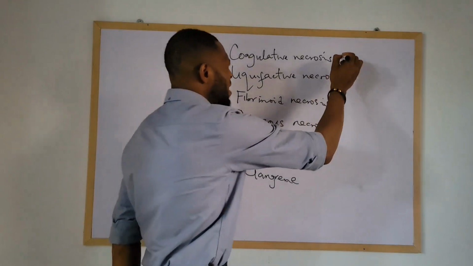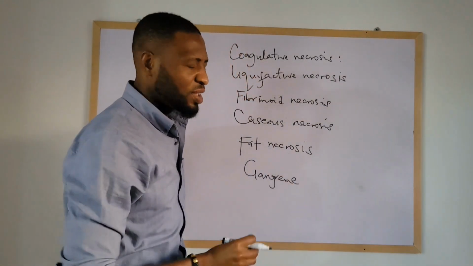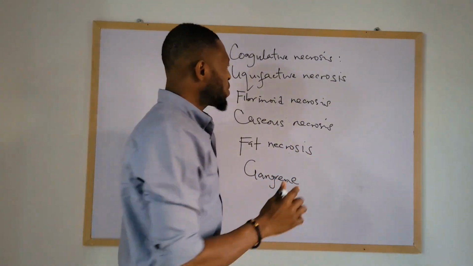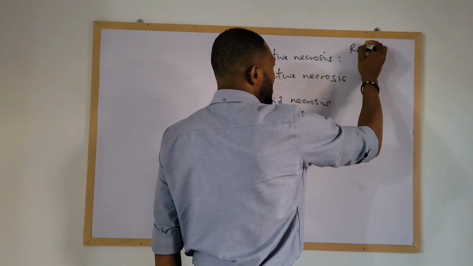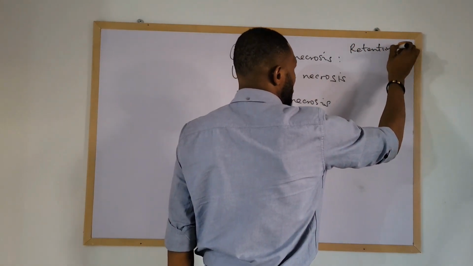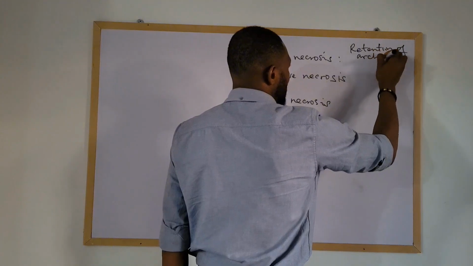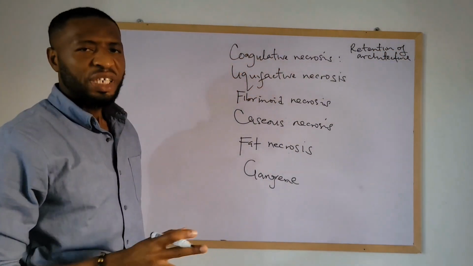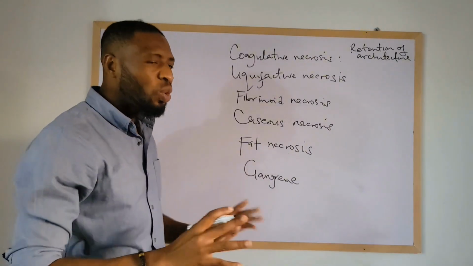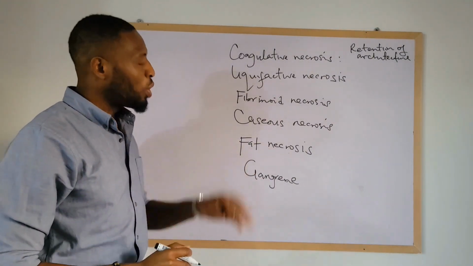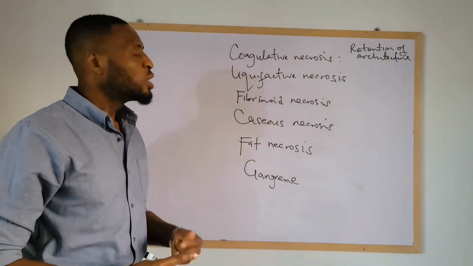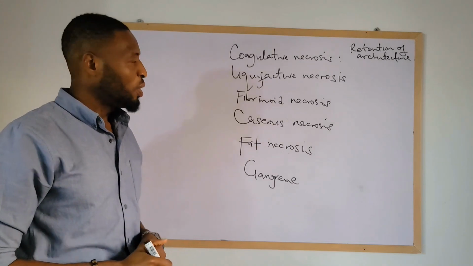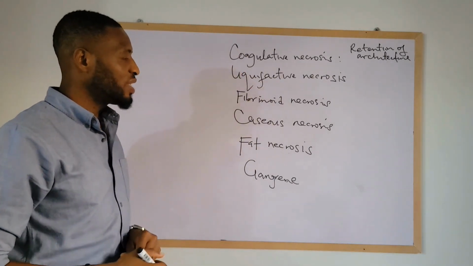Okay, so coagulative necrosis is simply the form of necrosis in which the cell and the tissue retain their architecture. Retention of cellular and tissue architecture in coagulative necrosis. And the reason is because the injury that incited the necrosis not only denatured the cellular content, but also denatured the enzymes so that they cannot digest the cell or the cellular contents. So that's what happens in coagulative necrosis.